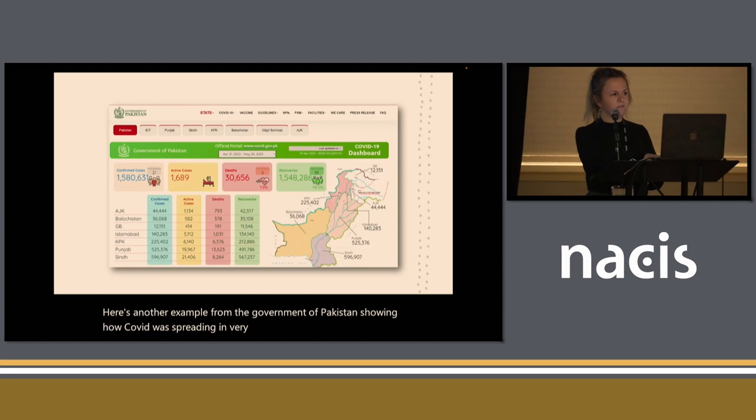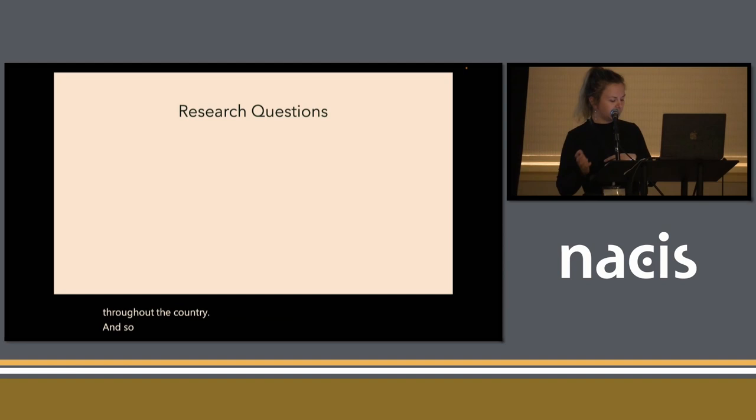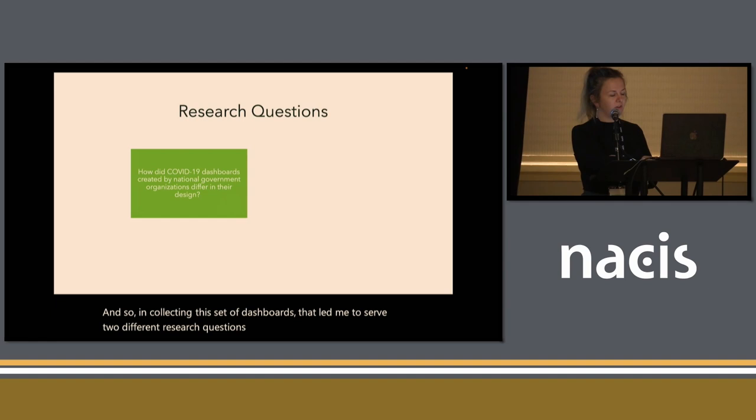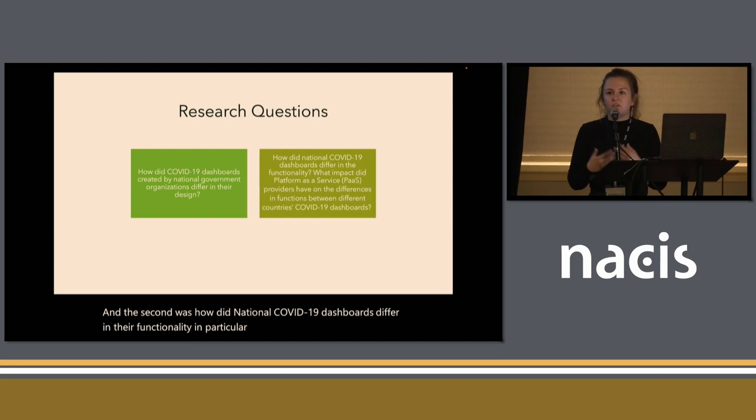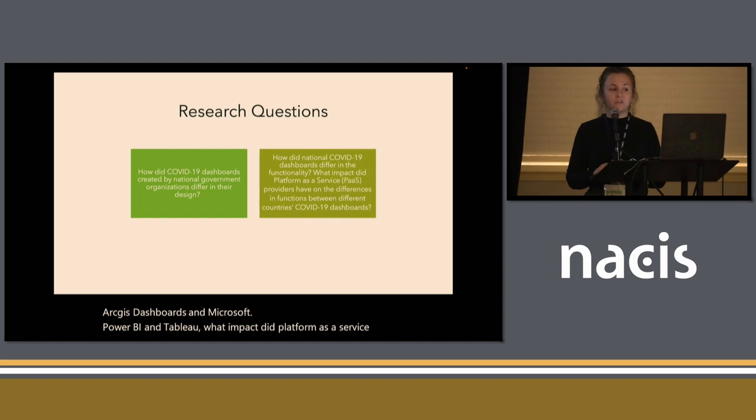And so in collecting this set of dashboards, it led me to two different research questions, which if I didn't have animations, you would see before you. The first question was, how did COVID-19 dashboards created by national agencies differ in their design? And the second was, how did national COVID-19 dashboards differ in their functionality? In particular, since many of these dashboards were developed using software platforms known as platform as a service providers, things like ArcGIS dashboards and Microsoft Power BI and Tableau, what impact did platform as a service providers have on the differences in functions between different countries' COVID-19 dashboards?